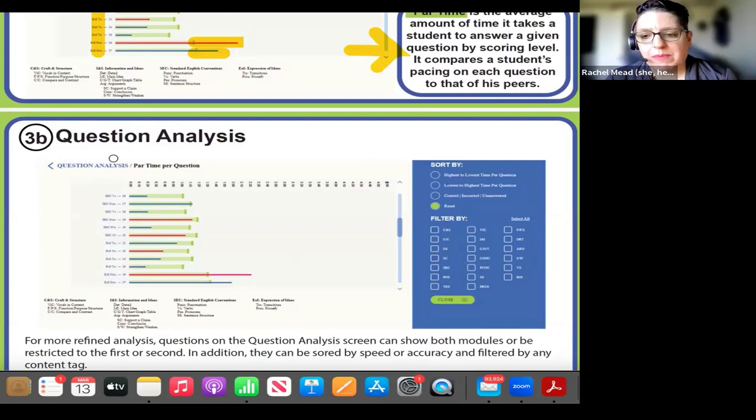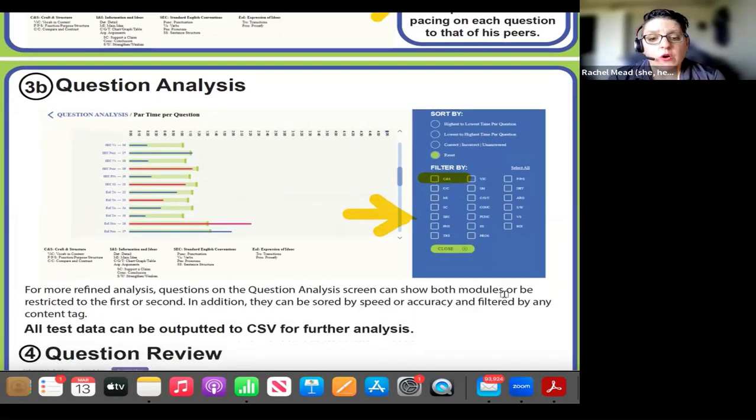Yeah, so this sort by box is very helpful because it can allow you to break down your big reading categories, which is your craft and structure, or your expression, I'm sorry, your information and ideas. So that's the C and S or the I and I. I can click those if I want to look at all of my reading categories or either category separately. I can also do my writing categories, which is my standard English conventions and my expression of ideas, or I can fine tune even further into individual question types as I'm looking at that.